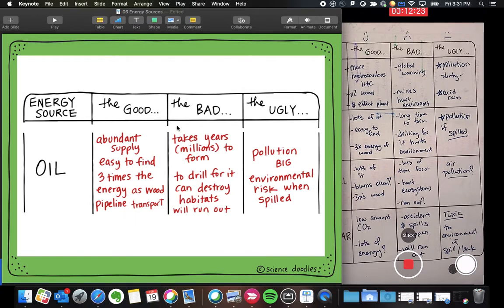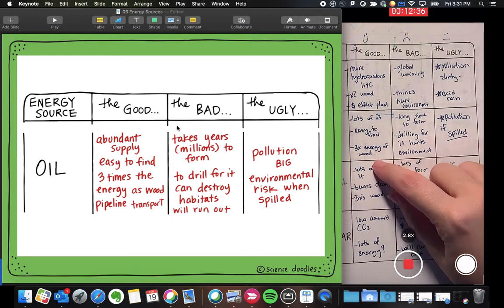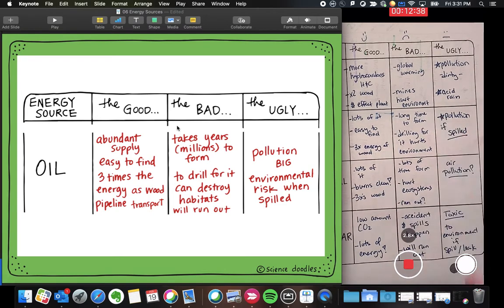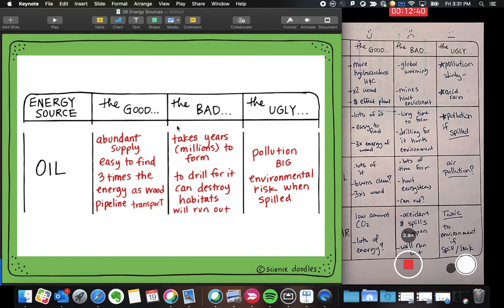Oil, the good, there's a lot of it. It's abundant. It's easy to find. And there's 3 times the energy as wood. And so if you notice on mine, I did not put pipeline transport because now there's arguments that the pipeline transport is actually dangerous because they have to dig up the environment to put the pipeline in it. And then if it spills, problems. So we're going to leave pipeline transport out.